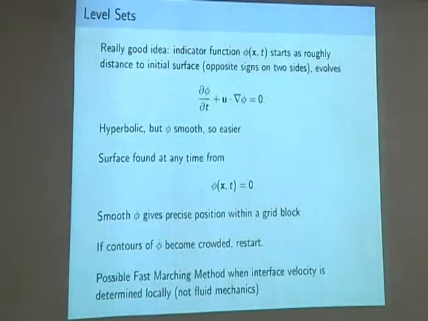Okay, there's a really good idea in level sets. Level sets are good for lots of problems. Unfortunately, the things that they're good at is when the velocity of the surface is determined locally by just looking at the surface here. Unfortunately, in fluid mechanics, the velocity of the surface is determined by what is happening to the fluid everywhere. So the big advantage called fast marching is not available for fluid mechanics.